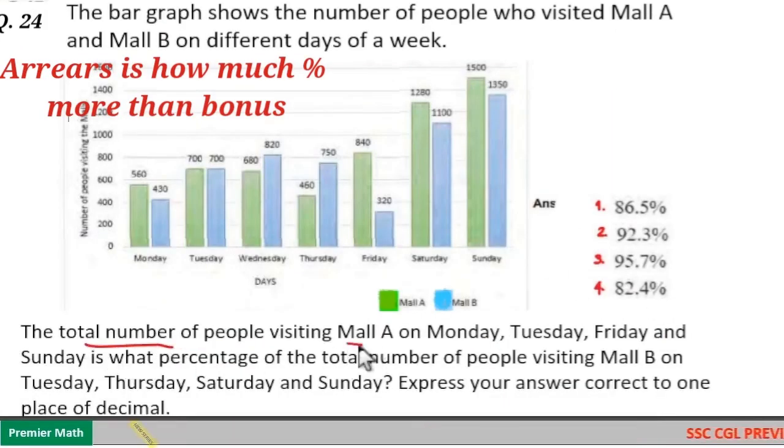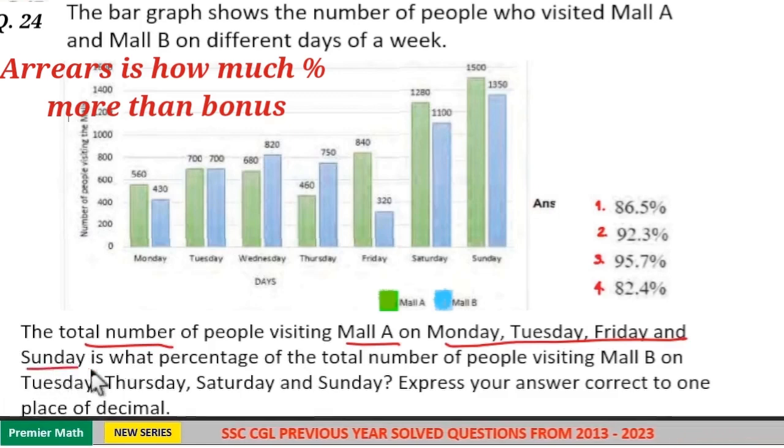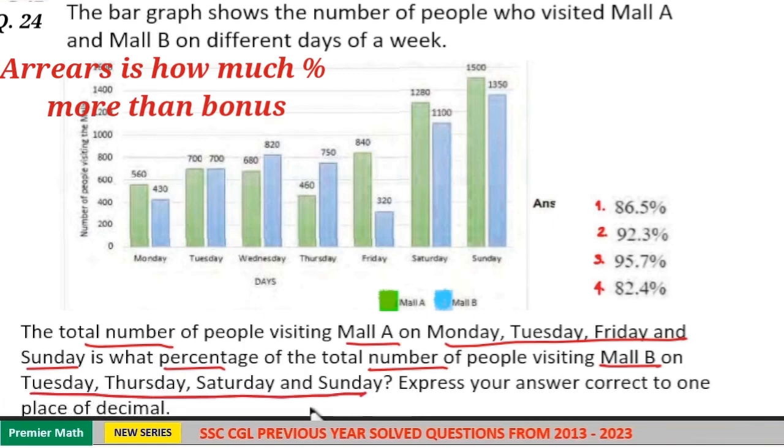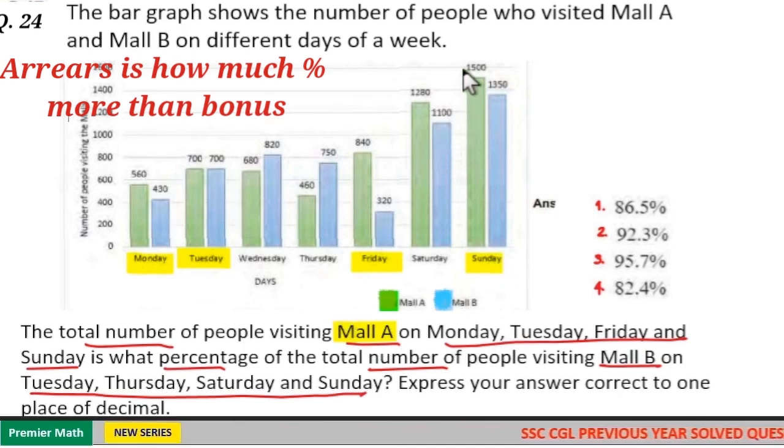Here total number of people visiting Mall A on Monday, Tuesday, Friday and Sunday is what percentage of total number of people visiting Mall B on Tuesday, Thursday, Saturday and Sunday. Here green color shows Mall A and blue color shows Mall B. Now we need Mall A on Monday, Tuesday, Friday and Sunday, which is equal to 1500 plus 700 is 2200. 2200 plus 840 is 3040. 3040 plus 560 is 3600. So which is equal to 3600.